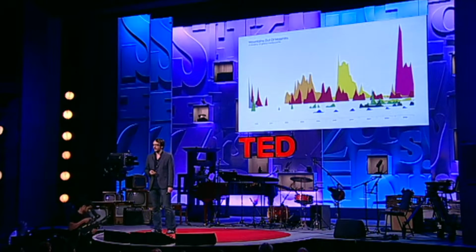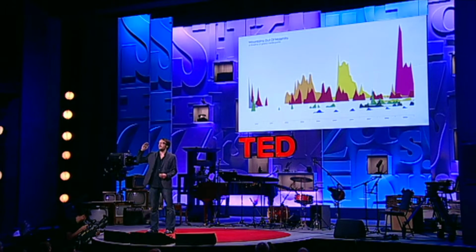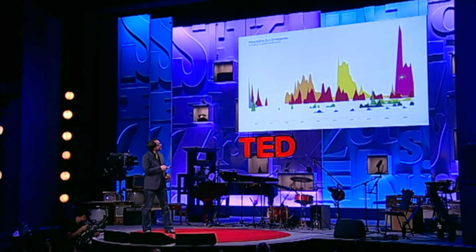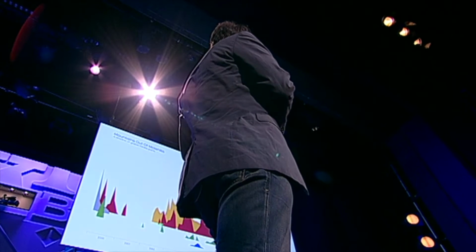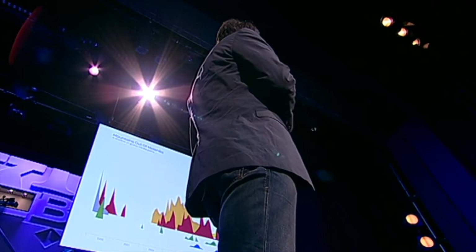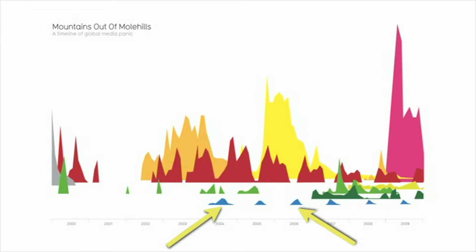Let's take a look. This is mountains out of molehills, a timeline of global media panic. So I'll label this for you in a second. But the height here, I want to point out, is the intensity of certain fears as reported in the media. Let me point them out. So this, swine flu, pink. Bird flu. SARS, brownish here. Remember that one? The millennium bug. Terrible disaster. These little green peaks are asteroid collisions. And in summer here, killer wasps.